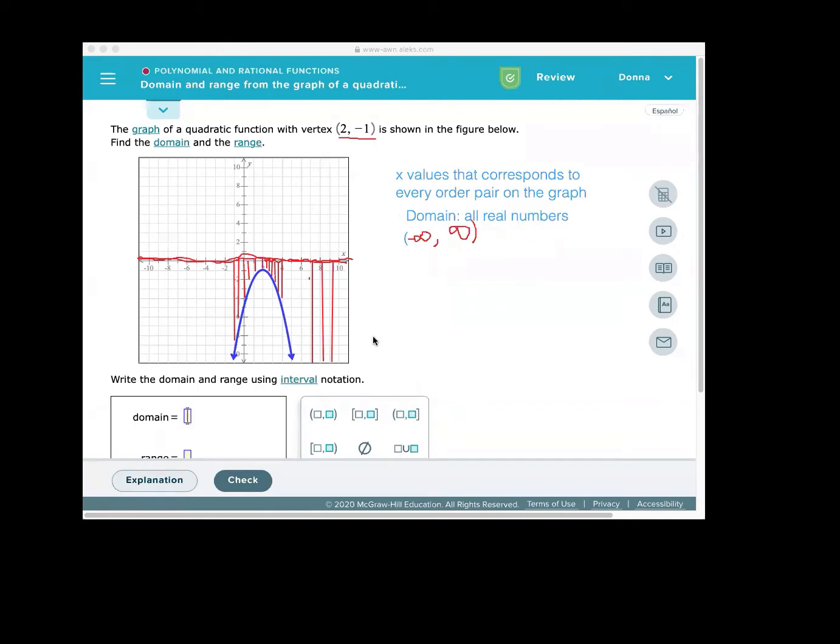Now we're going to do the same thing for the y value, the range, but instead of projecting onto the x-axis with the red lines, we're going to now project onto the y-axis, and we're going to use a different color. So let's use pink. So now we're going to project our ordered pairs that are on the curve onto the y-axis. In fact, let's use a different color. Let's use green.